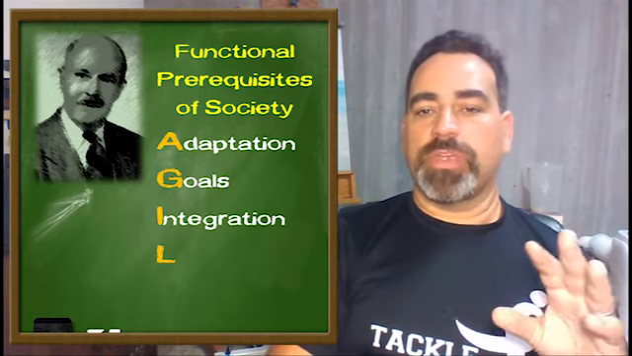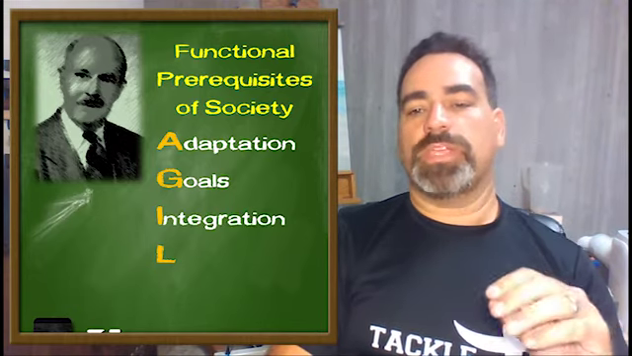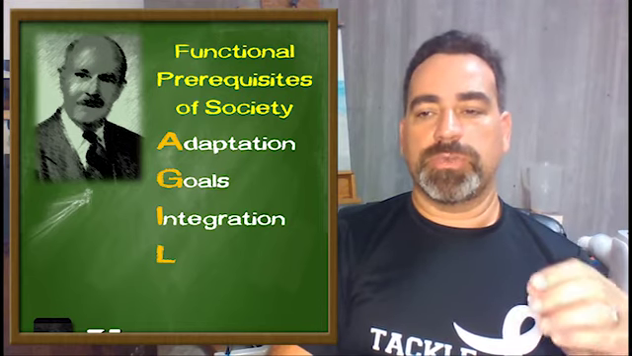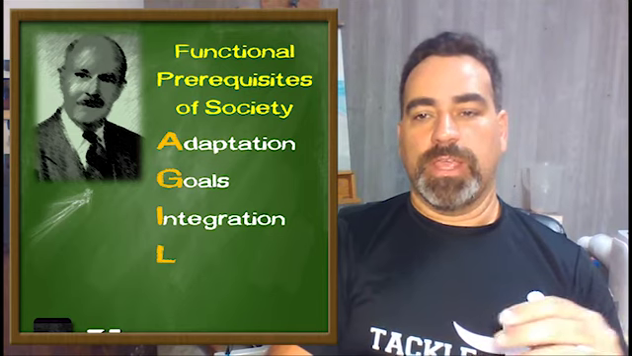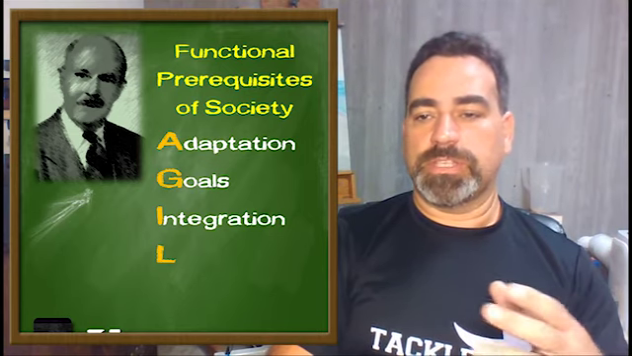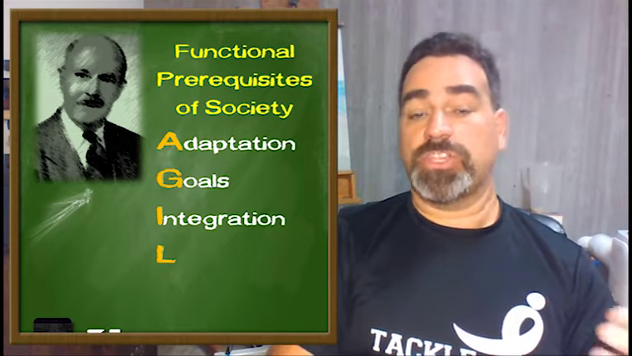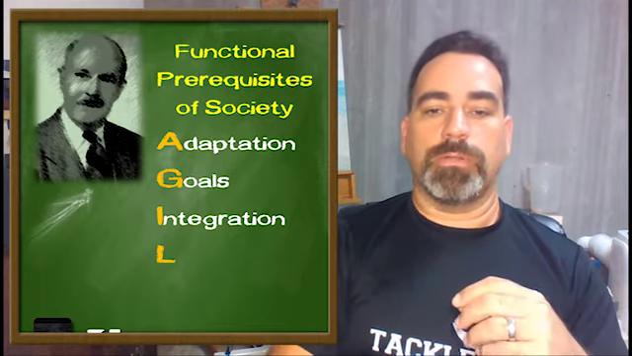Third is integration. Societies must find ways to get all of its members and constituent groups to work together. They must develop a sense of solidarity. Our social systems like family and education are central to this particular goal.